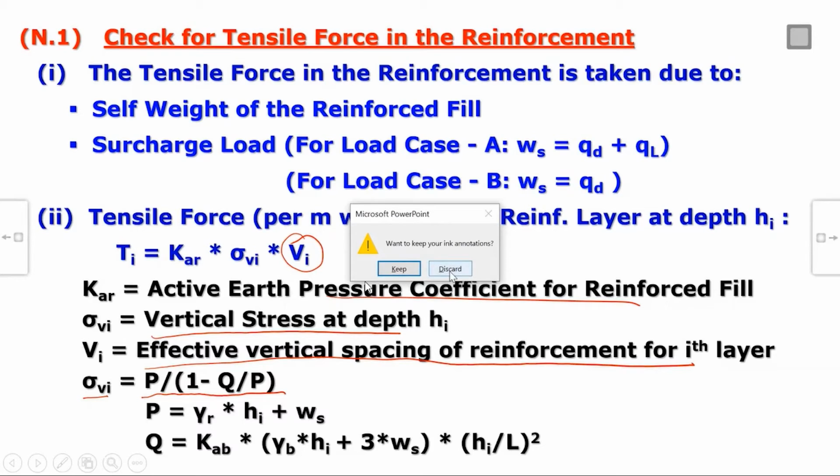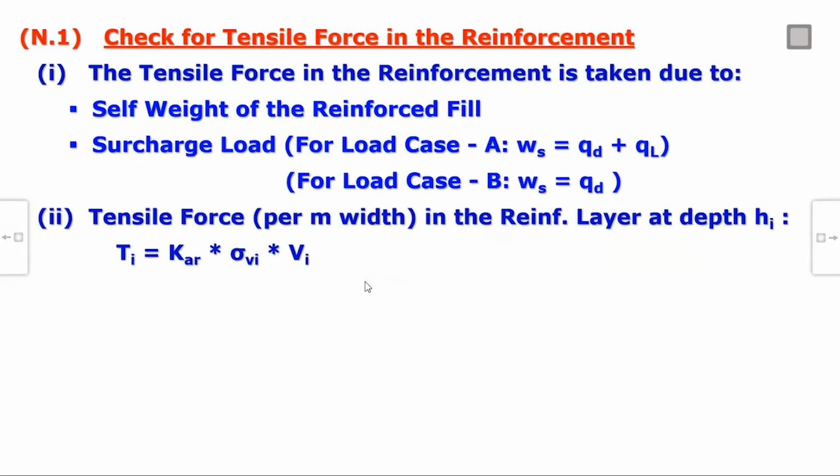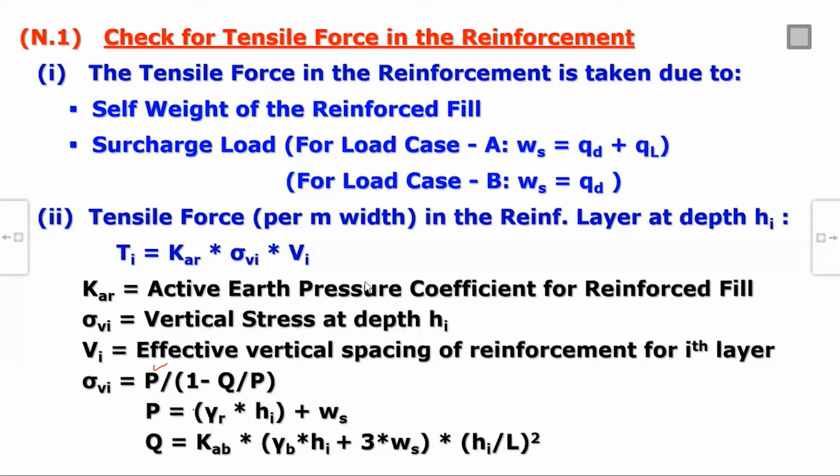Here, let me put a bracket to avoid any confusion. This value P is gamma R into Hi plus Ws, and Q is given as KAB for backfill multiplied by gamma B into Hi plus 3 times Ws into Hi by L square. After all, this formula is combined and derived, so we can directly use this formula. So sigma Vi will come by this formula.